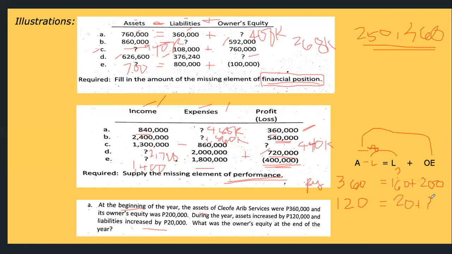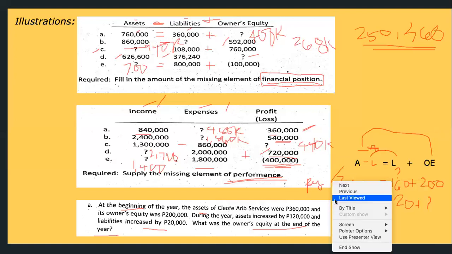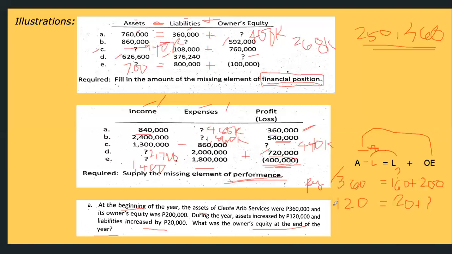Sir, how to compute, di ba? The question is, what is the owner's equity at the end of the year? So the question is the ending balance. Okay, so this is the beginning balance, this is the transaction during the year. Pila ang balance sa imong owner's equity ending?